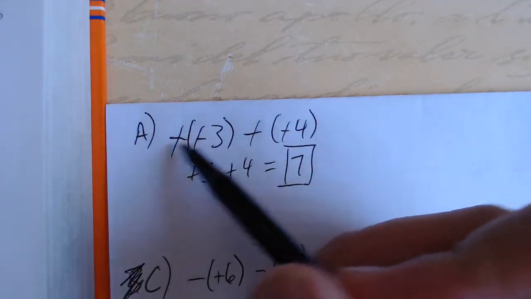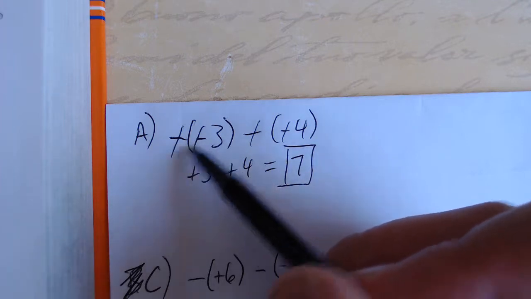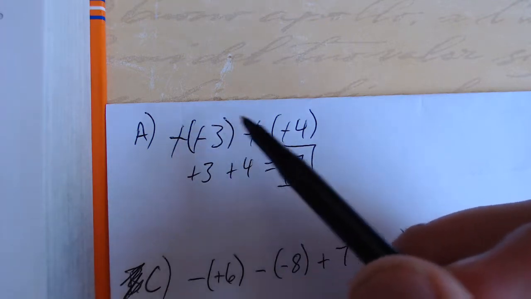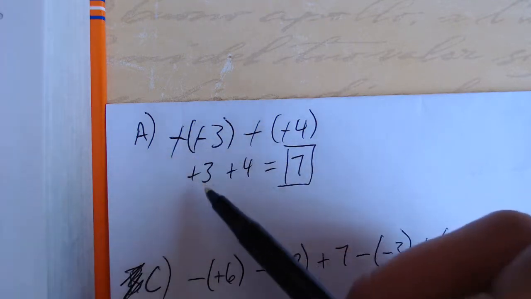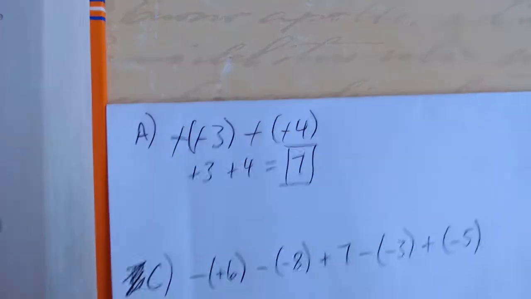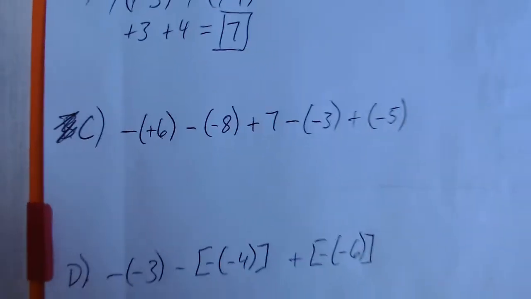Anytime you have two negatives touching through multiplication, be it parentheses or anything like that, they're just going to combine to make one positive. Now on to practice C.